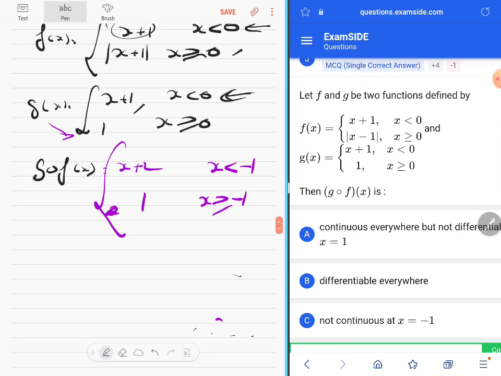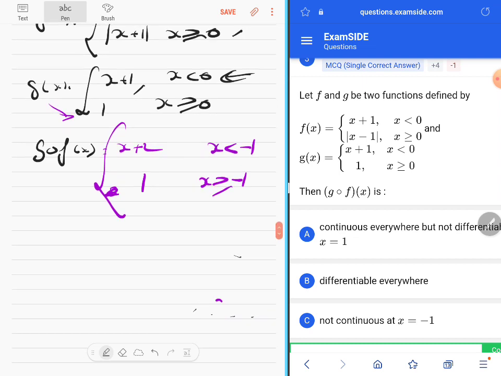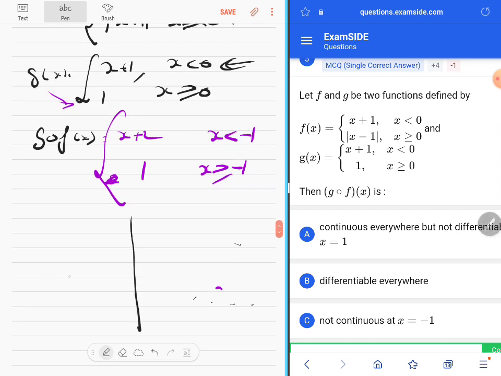What is the question? You have to check if it's continuous after minus 1. So how is this? At minus 2 it gets to 0, the x plus 2. At minus 1 it gets to plus 1. So the graph is linear till here. After this it is just a constant, so none of these points is differentiable.